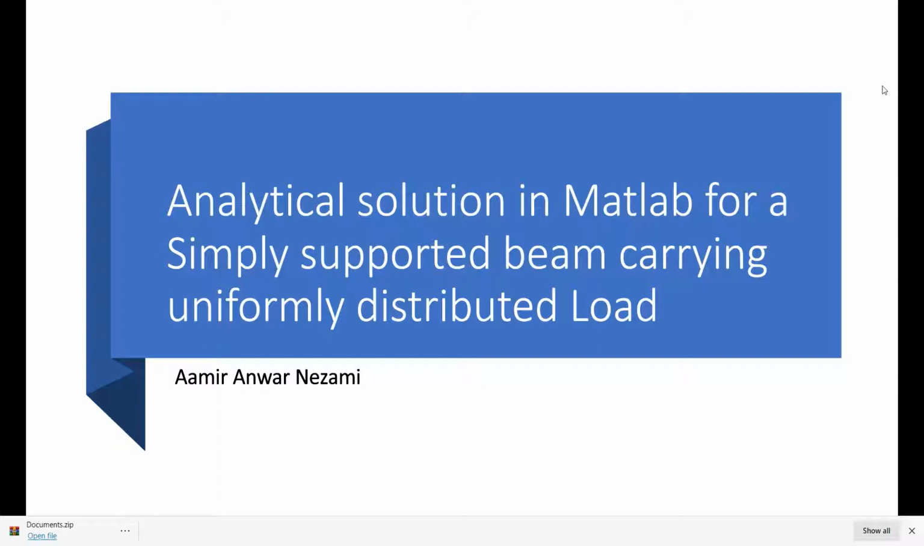a simply supported beam carrying uniformly distributed load. In the last class we have studied for the point or concentrated load, and today we will study about the uniformly distributed load. So let's start.